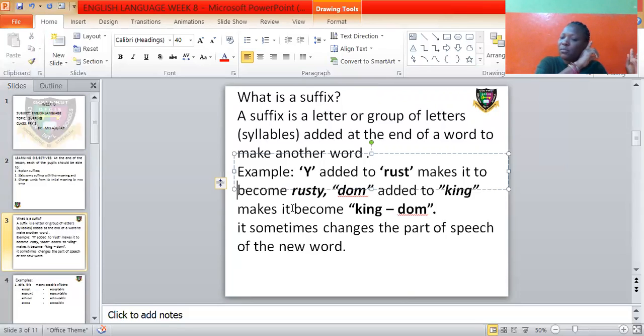It sometimes changes the part of speech of the new word. Remember, for prefix, it will make it the opposite of the initial word. Now, for suffix, it will change the part of speech. The new word will change its part of speech from the initial word. Now, let's look at examples.